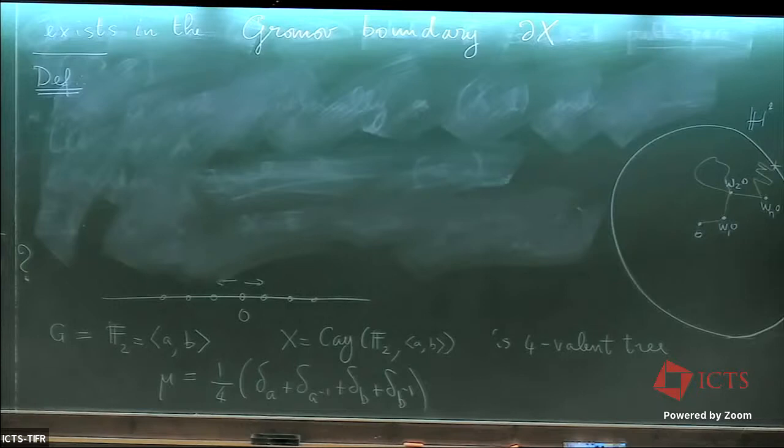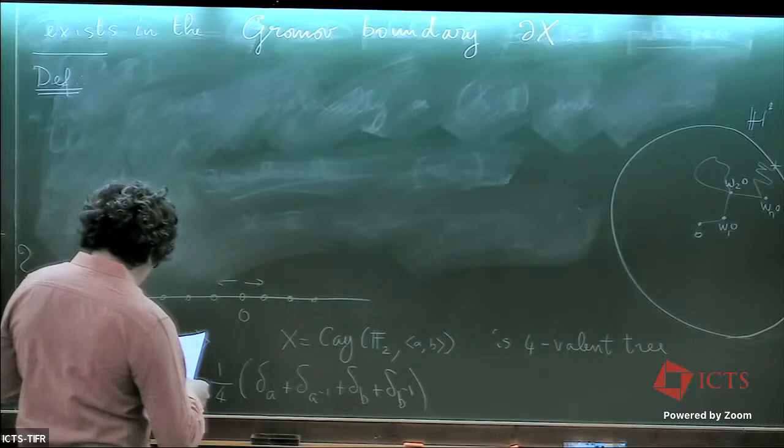Yeah, of course, it's in the limit set because it's an accumulation point of the orbits. Next statement, I will define the harmonic measure. Any other questions? So I think I should define more precisely what non-elementary means. So what does non-elementary mean?